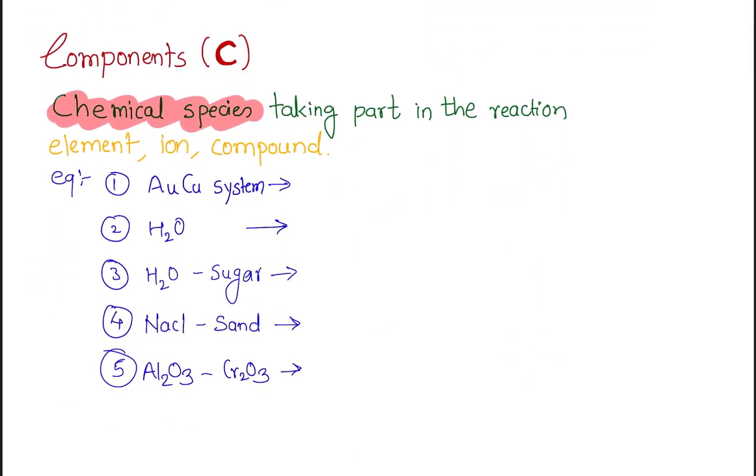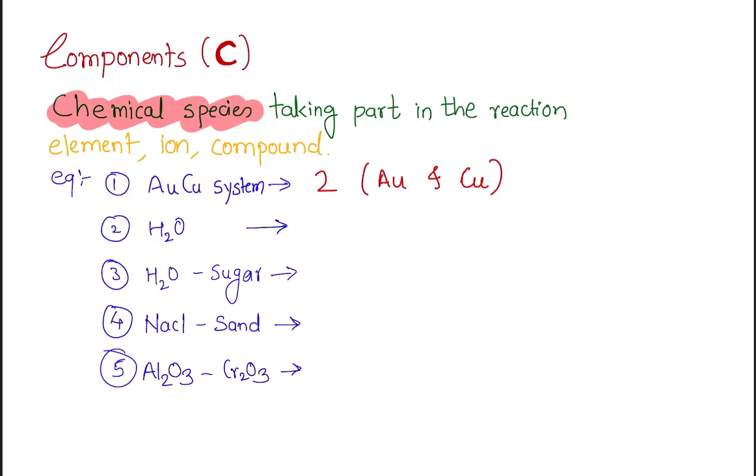Then there is a term called components. Components are the chemical species that are taking part in the reaction. The components can be a single element, an ion, or a compound. We have some examples here. For example, if I take Au and Cu, we have two components here. One is Au and another is Cu.